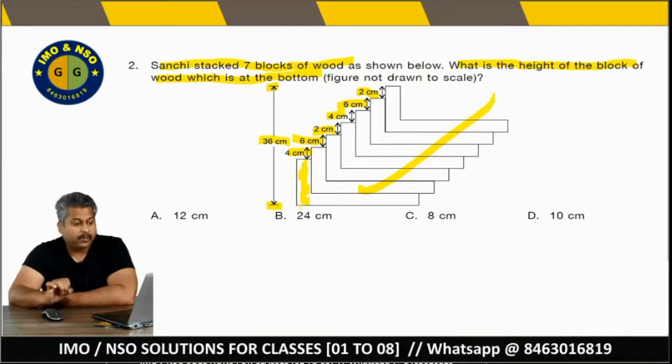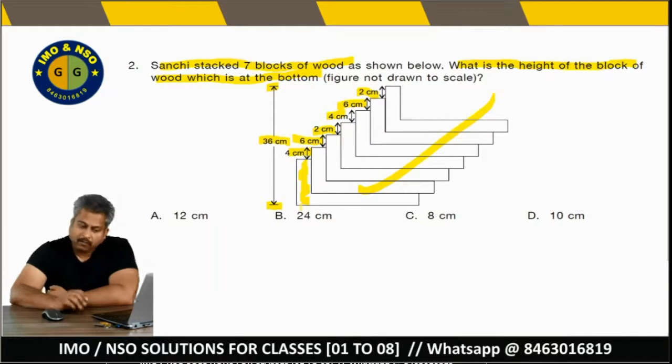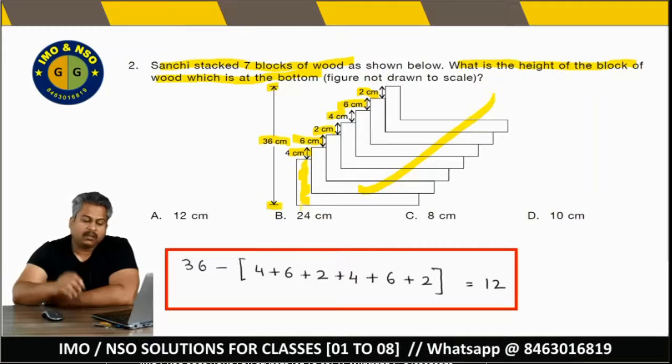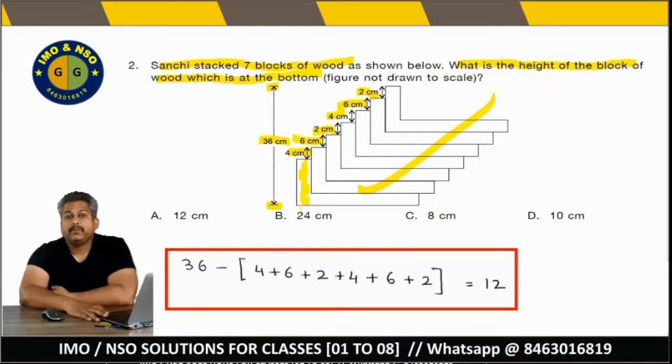All these need to be subtracted from 36 to get the height of the lowest block. So we will do 36 minus 4, 6, 2, 4, 6, 2. If we subtract this from 36, our answer comes out to be 12. So this is our correct option, option A. Coming on to the next question.